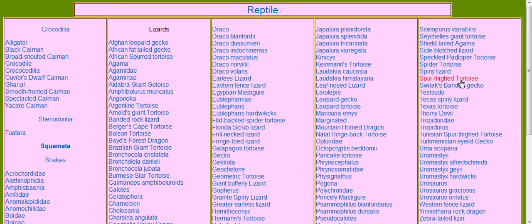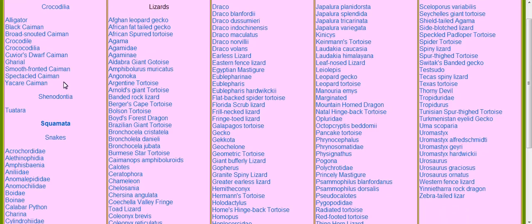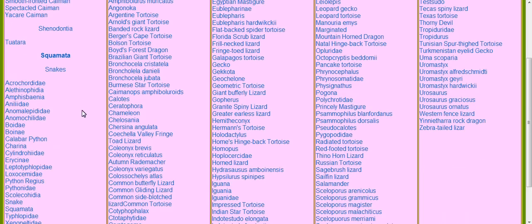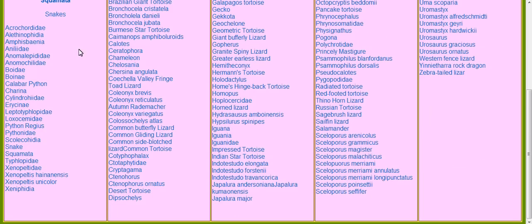Reptiles. How many different kinds of reptiles do we have? Oh my God, there are so many. Look how many different kinds of crocodile we have: alligator, black caiman, broad-snouted caiman, crocodile, dwarf caiman. And then there's the testudines, the turtles. And then Squamata means snakes. These are all the different kinds of snakes you have. Unfortunately, I think I have the scientific term, so that's why we see python here, but we don't see boa constrictor.